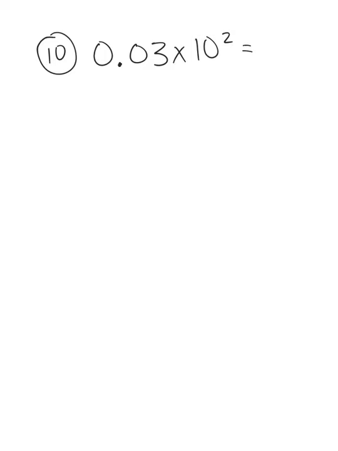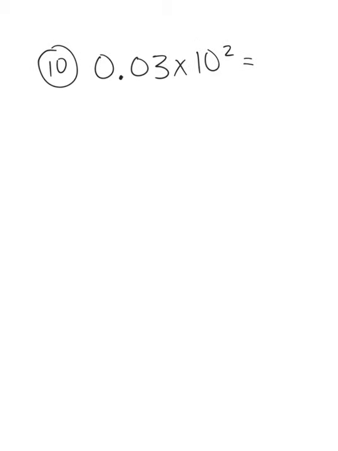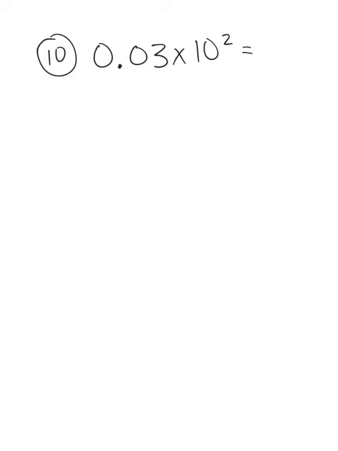All right, let's look at problem number 10. I have 0 and 300ths times 10 to the second power. I have 300ths times 10 to the second power.